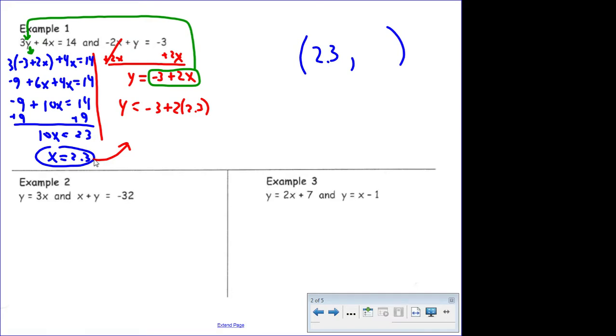Now I'm just doing arithmetic. Let's see, what's 2 times 2.3? Is that about 4.6? And what's negative 3 plus 4.6? Is that about 1.6? And I have solved the equation. I've solved the system of equations.